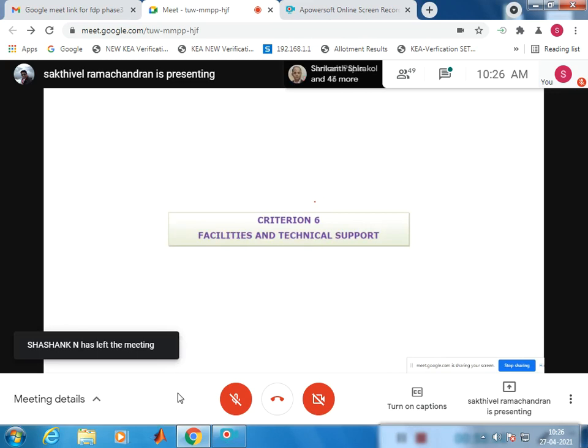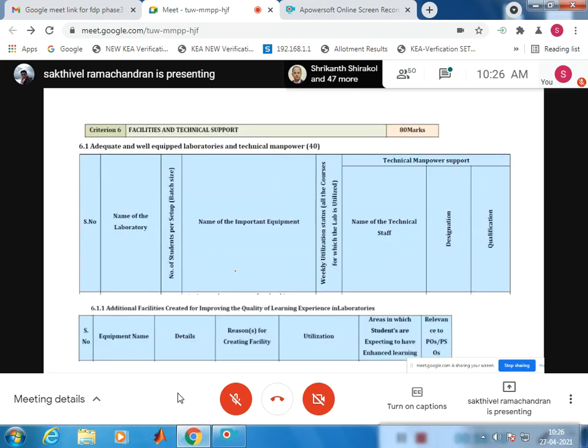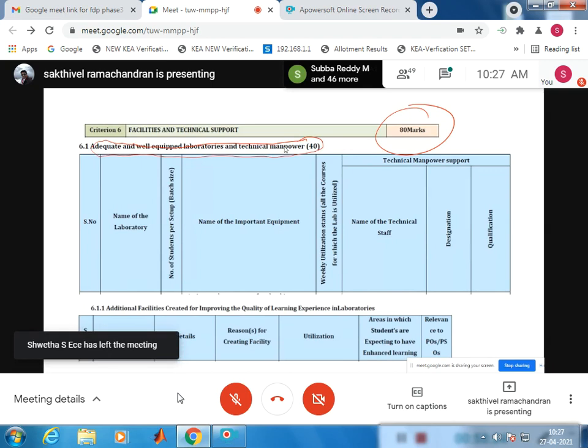Coming to criterion 6, facilities and technical support. Criterion 6 has, as I said, 80 marks. It looks for adequate and well-equipped laboratories and technical manpower support. It looks at whether these things are there for providing adequate laboratory and technical manpower.